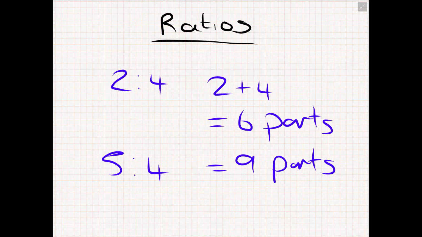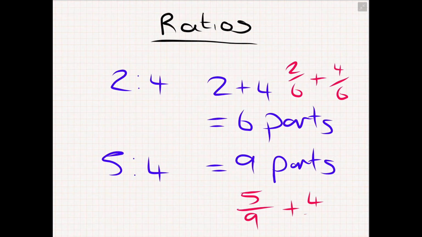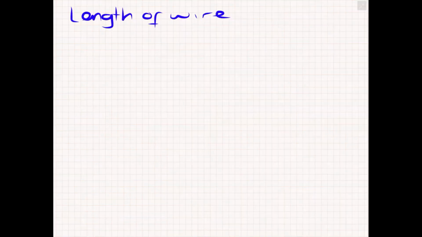So this is where ratio can resemble a fraction. We can say in the first example the total number of parts is sixths. So we can say that 2 sixths plus 4 sixths, therefore 2 sixths and 4 sixths give us 6 sixths, which equals 1. And similarly in the second example, the item is broken down into 5 ninths plus 4 ninths. So let's now use a real world example.